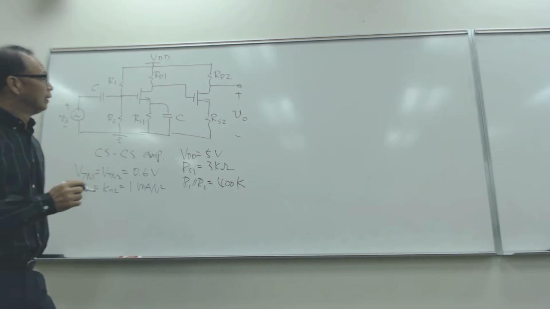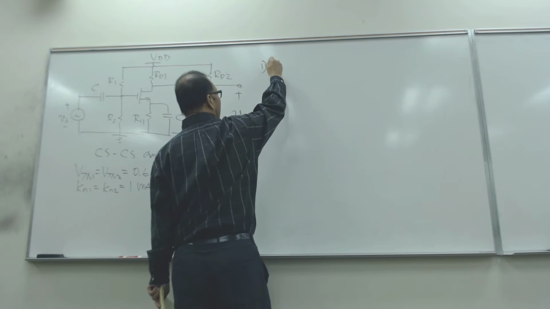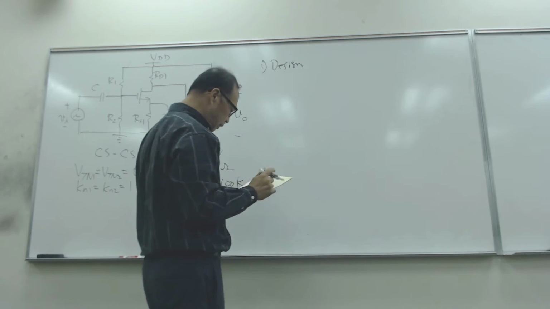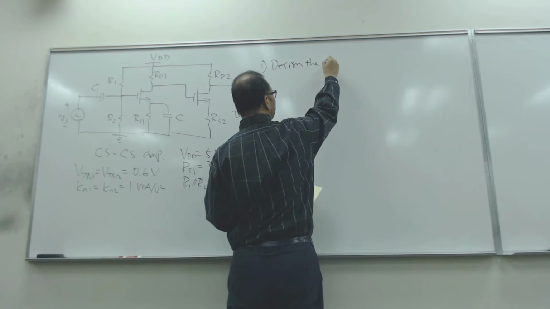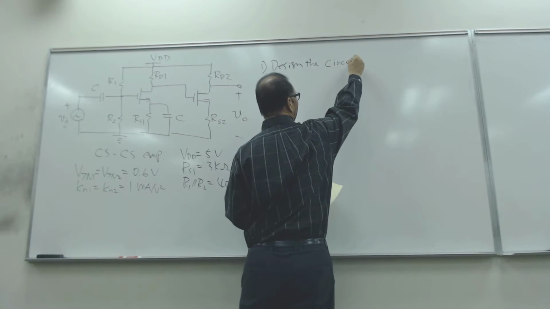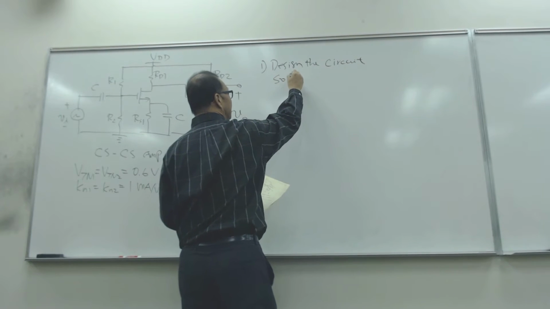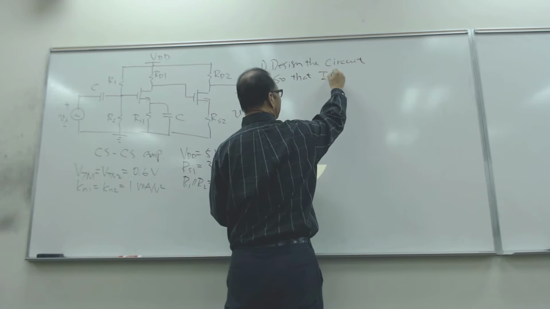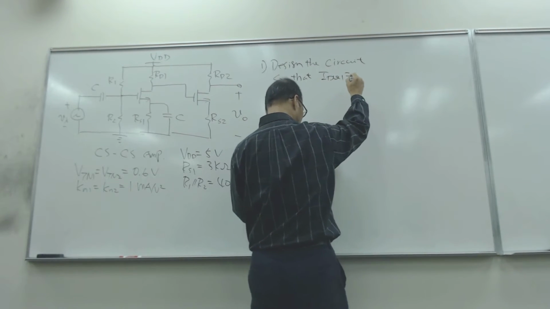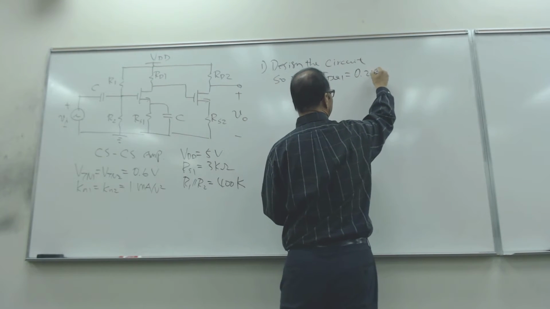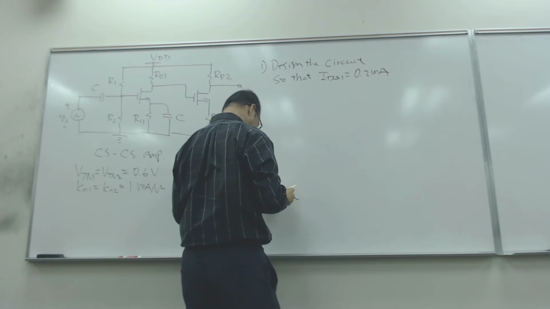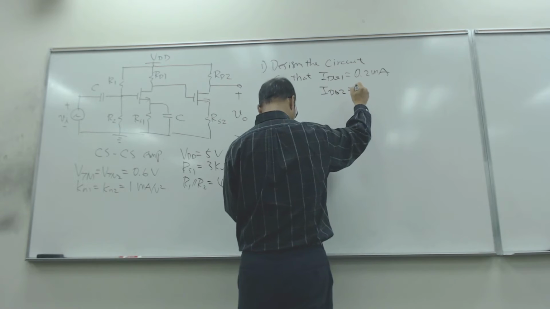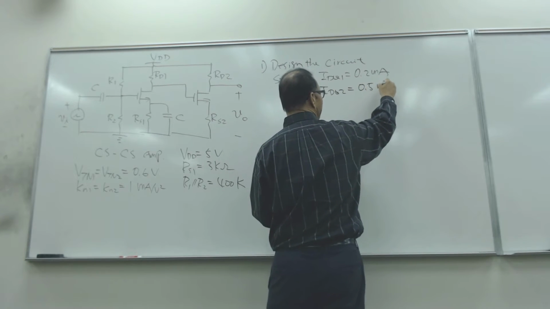All right. Now, first part, design. So this is the design part. Design the circuit so that IDQ1 equal to 0.2 milliamp, and IDQ2 equal to 5 milliamp.